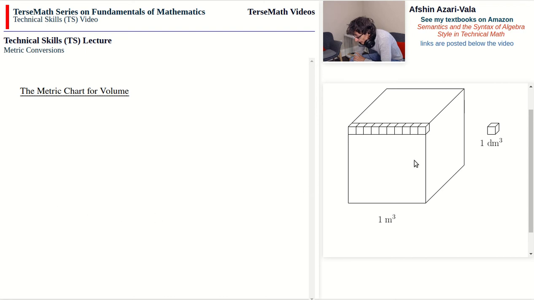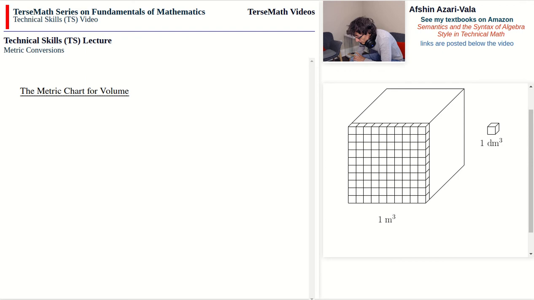And now in the front face, we have 10 rows because 1 meter divides into 10 decimeters. Now each row can hold 10 of the small cubes. So there are 10 in the top row, and then there are 10 rows. And the total will be 100 on the front face. So 100 small cubes fit into the front face.